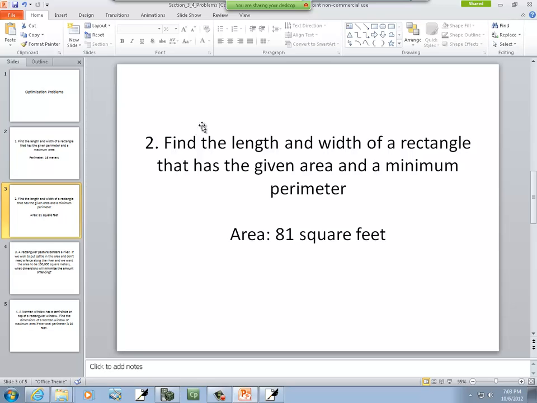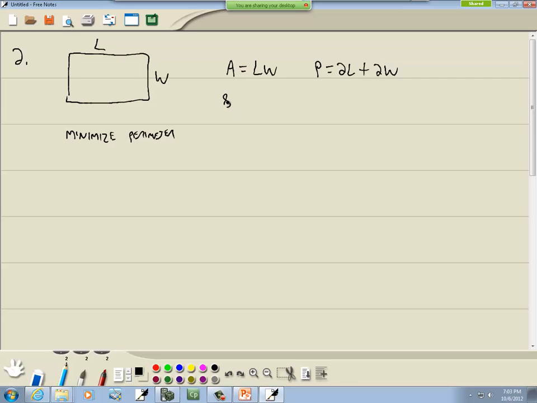And they say area is 81 square feet. So they're giving us A. Okay, our goal is to minimize the perimeter. So our perimeter P is equal to 2L plus 2W. The problem with this is we got two variables on the right side. We can either just have all W's or all L's.